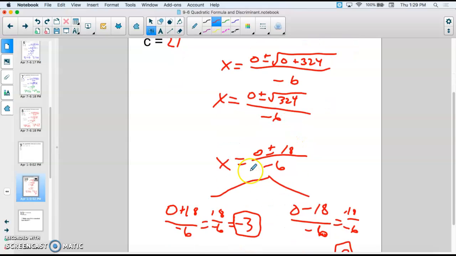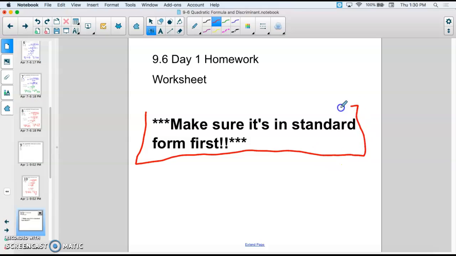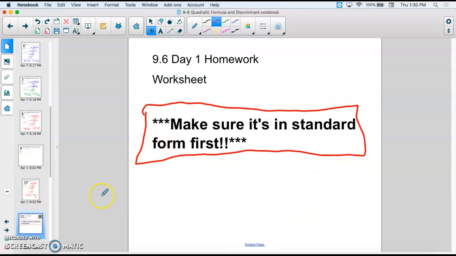All right, your worksheet, the 9.6 day 1 worksheet. Key thing here though, guys, this worksheet, there's some that are not in standard form. All of our practice problems were, but the worksheet has some of them that you have to get into standard form first. Once you've got it into standard form, then here's your formula. Do A equals, B equals, C equals, put them into that formula, and away you go. Take it step by step. All right, that's 9.6 day 1.